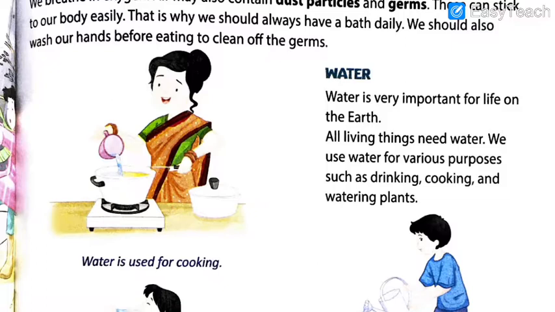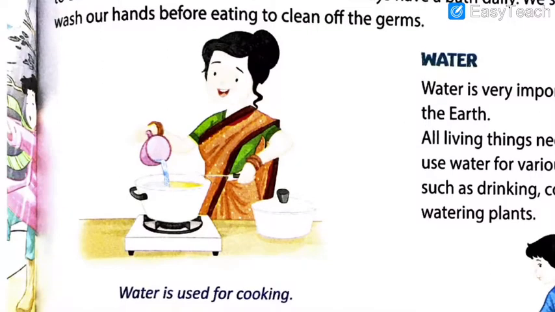Moving on to the next topic, water. Water is very important for life on the earth. Now there is no need to discuss the needs of water. Why? Because you already know how important water is, in how many ways it is used. So all living things need water, whether it is a human being or animal or even the plants. We need water, definitely we need.